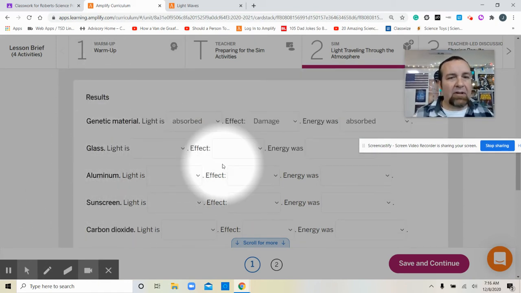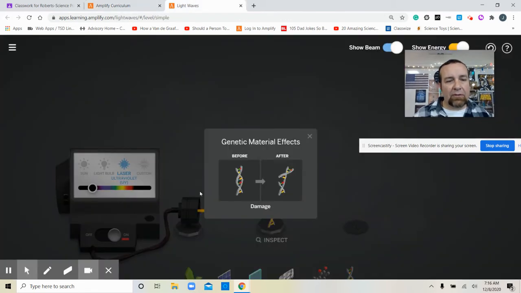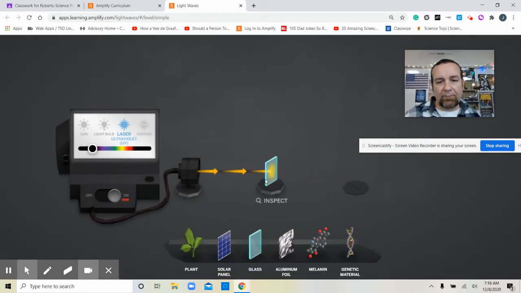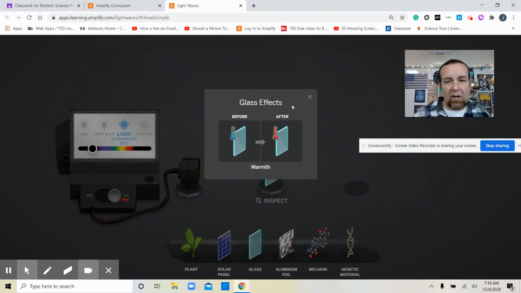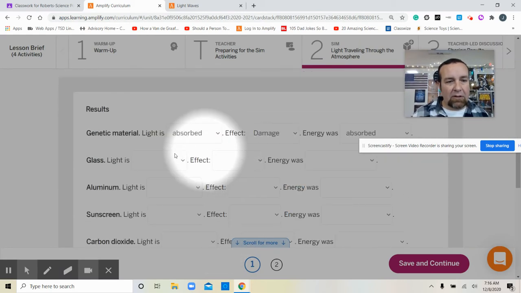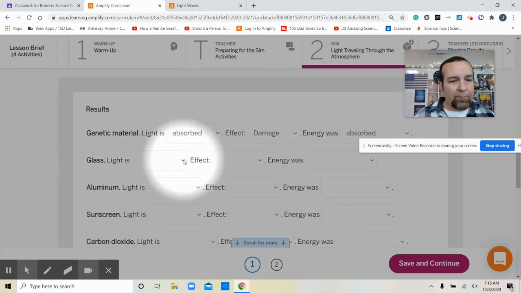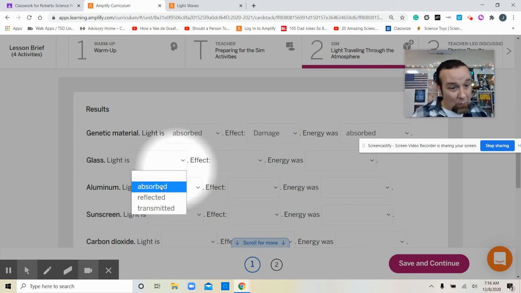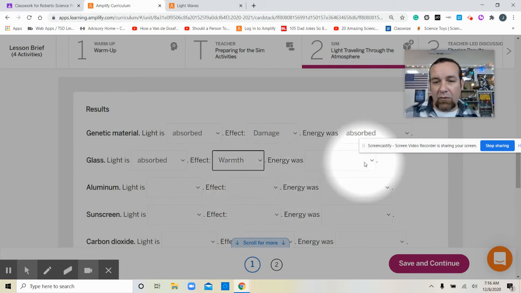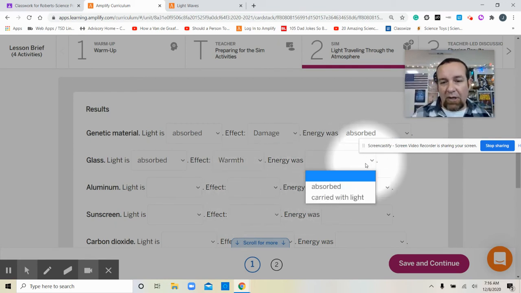Okay, so now it looks like it's time for us to do that same thing, but with glass. So let's bounce over here to this other screen, get rid of that, and do glass now. Oh, interesting. Look, you guys, it's not even going through the glass. It's absorbing it, it looks like, and it's warming it up. Interesting. Okay, so now we can answer these questions, right? What happened to the light? Light is absorbed, right? And then we've got warmth as a result because it was absorbed. And then the energy was absorbed.